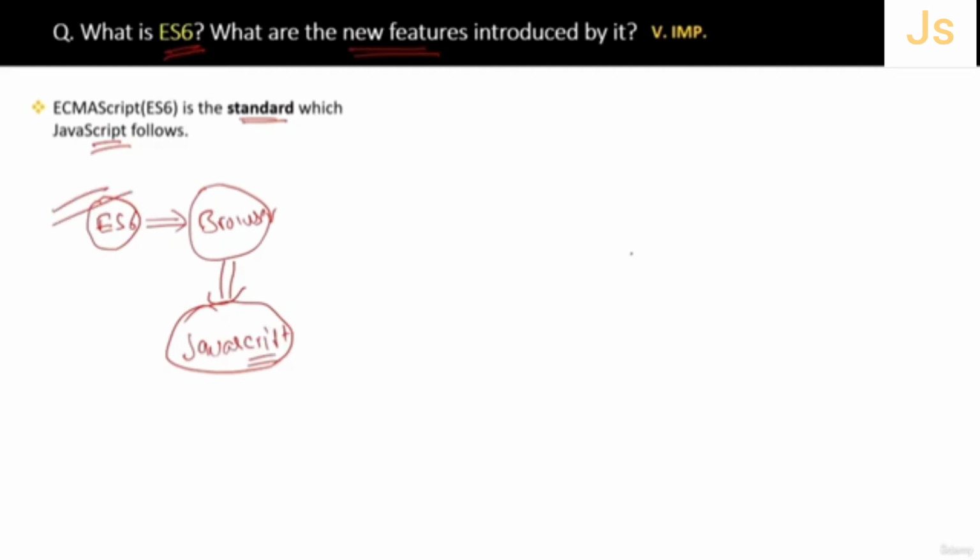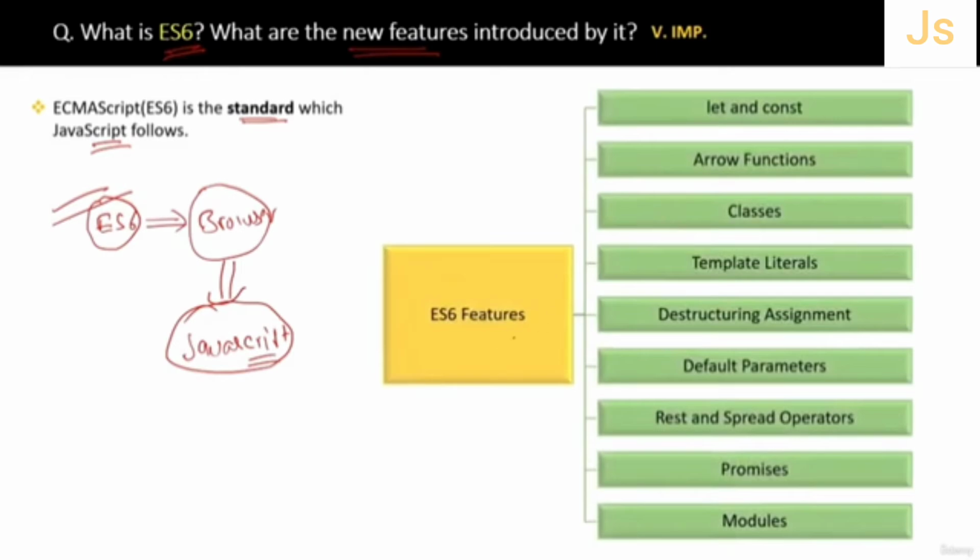Now, here are the popular features that ES6 introduced in JavaScript: let and const keywords, arrow functions, classes, template literals, destructuring assignment, default parameters, rest and spread operators, promises, modules. All these I explained in my previous questions. So basically, ES6 is the standard for JavaScript.